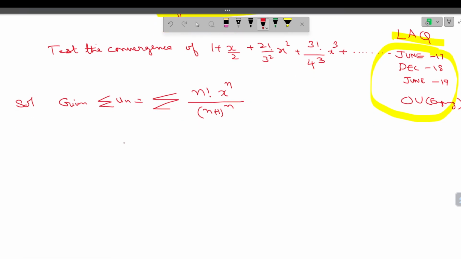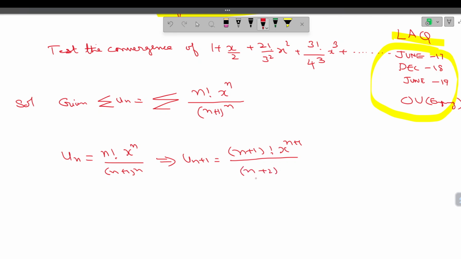Now this is our un. What is our un? n factorial x to the power of n by n plus 1 whole to the power of n. Now if you go for un plus 1, this will be n plus 1 factorial x to the power of n plus 1. Wherever n is there, we are writing n plus 1. That's it, not doing anything extra.